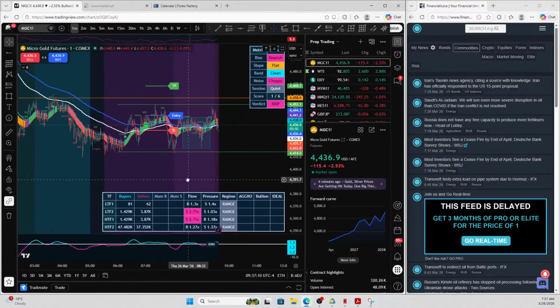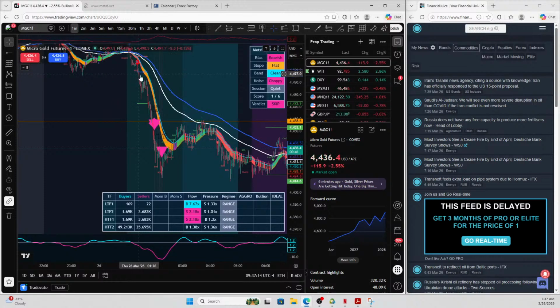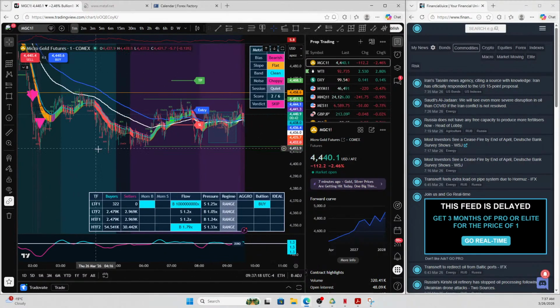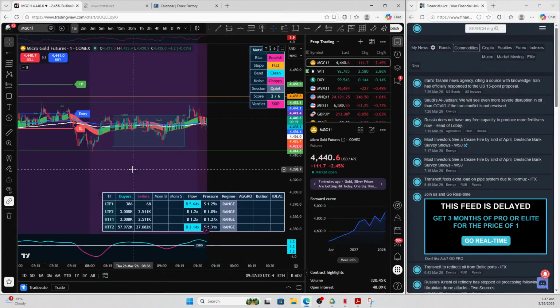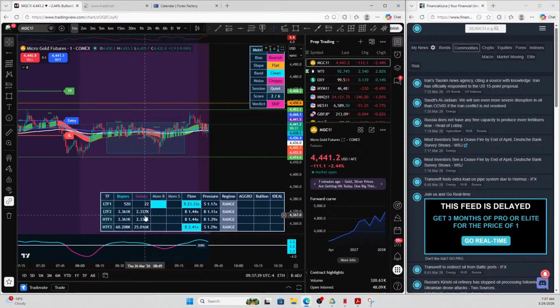Next, we want to see some sort of structure in price. So something along like this, where we have lower highs and lower lows, giving us a bearish price structure. And finally, we want to see volume. So number of buyers versus number of sellers. If we are looking for sell trades, we want to see more sellers in the market compared to buyers.